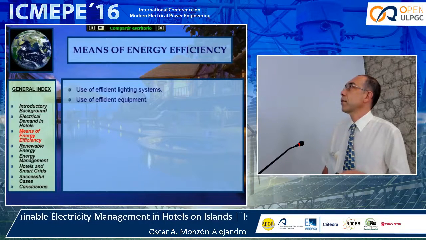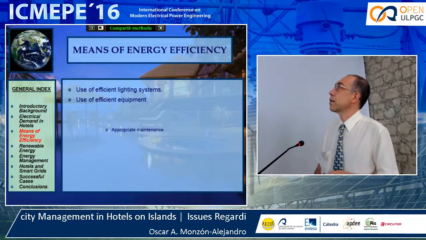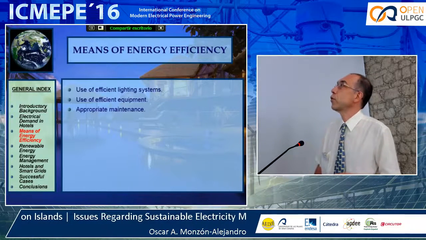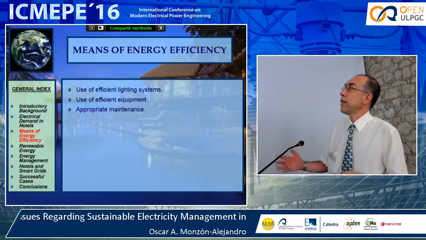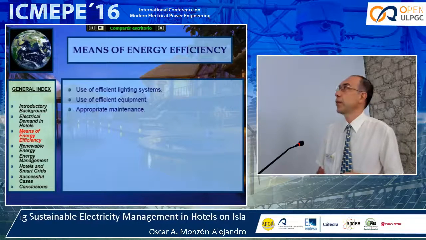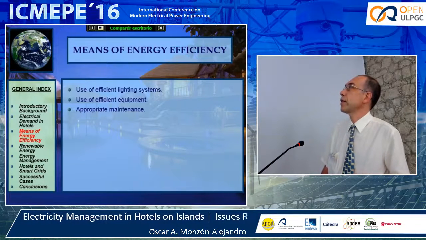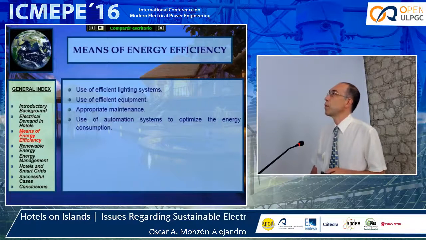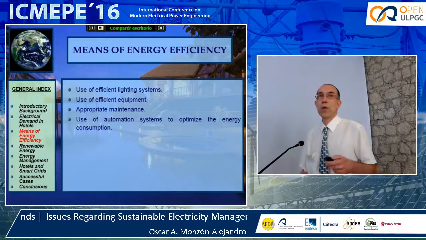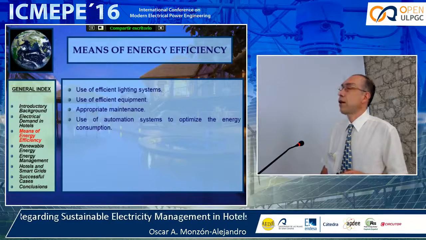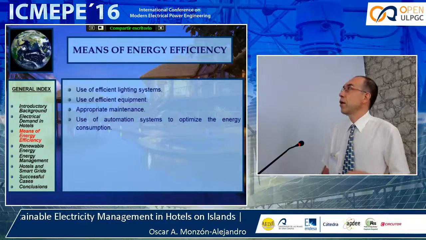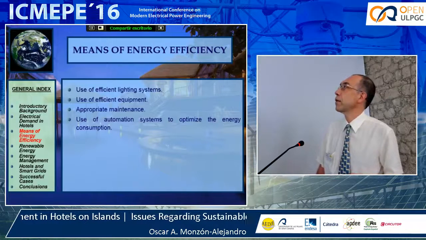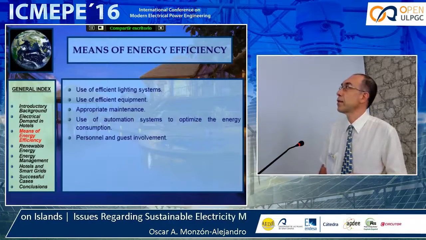Apart from that, of course, we should use efficient equipment and take into account appropriate maintenance, especially predictive maintenance, in order to foresee if something is working improperly, in order to change things or upgrade the system. The use of automation systems is also very important to optimize the energy consumption in hotels, for example, by regulating the airflow in air conditioning systems in rooms, or setting occupancy sensors in order to switch off all the services in the hotel rooms.